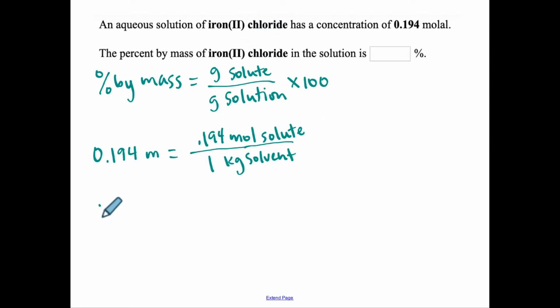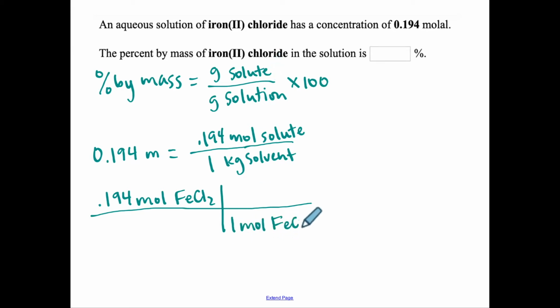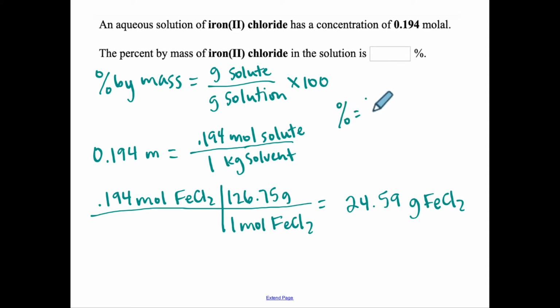So I'm going to take 0.194 moles of FeCl2, and I'm going to convert it to grams so that I can put it up here. 1 mole of FeCl2 is equal to 126.75 grams. And when we work that out, we get 24.59 grams of FeCl2. So in our equation up here, I'm going to say the percent is equal to 24.59 grams over, now I need the grams of the whole solution.